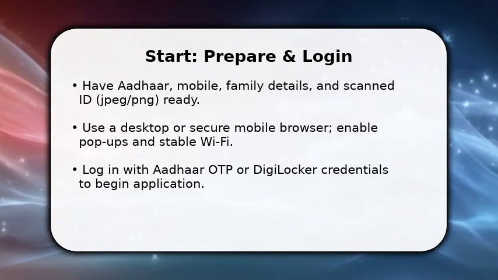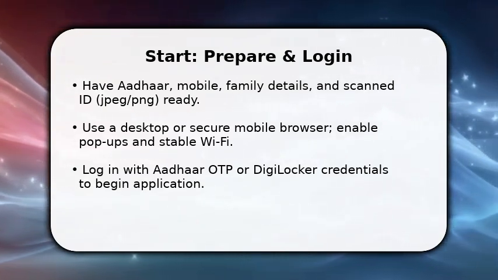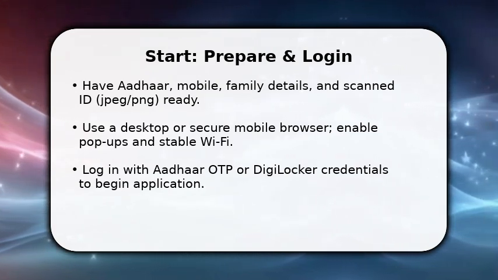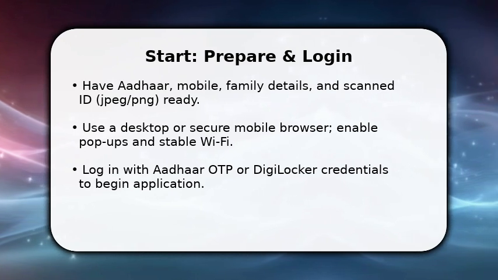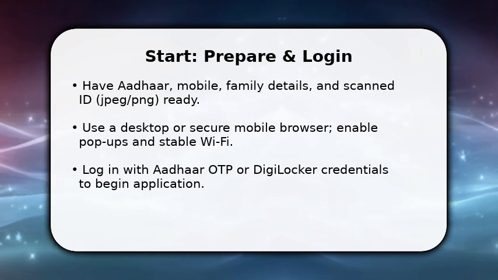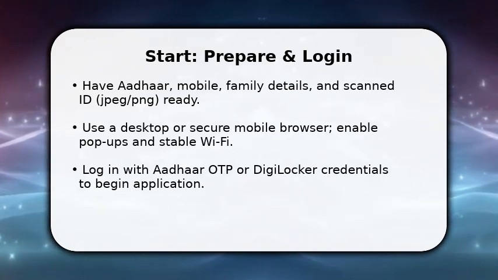You log in using Aadhaar OTP or DigiLocker so your identity links to the scheme. Do this now. It unlocks the application form with pre-filled fields. You'll see household members listed. Select the person to enroll and move straight to the demographic and income sections.